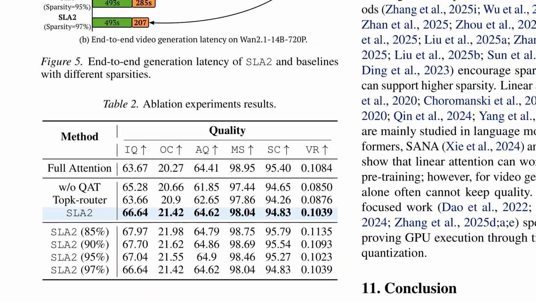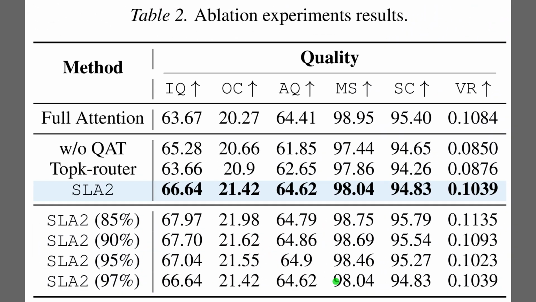So, having established the speed benefits, Table 2 breaks down why the specific components of SLA2 matter. The middle rows compare the full method against versions without quantization-aware training, and with the older TopK router. We see that removing QAT causes a drop in aesthetic quality, confirming that the training strategy is essential. Finally, the bottom section shows that even when pushing sparsity to 97%, the imaging quality holds steady at 66.6, proving the method remains robust.